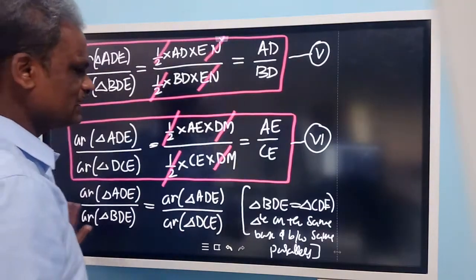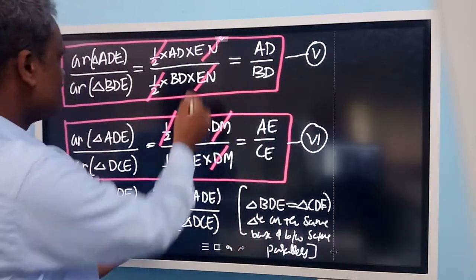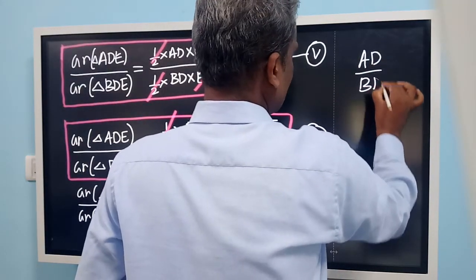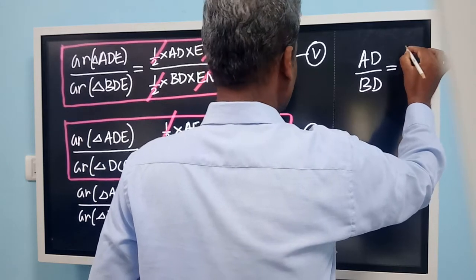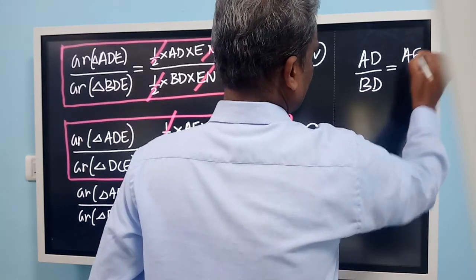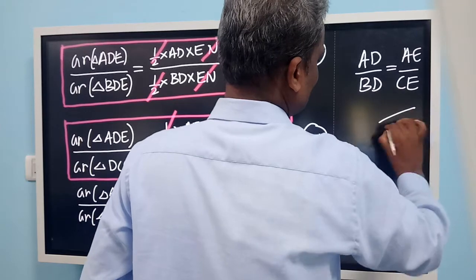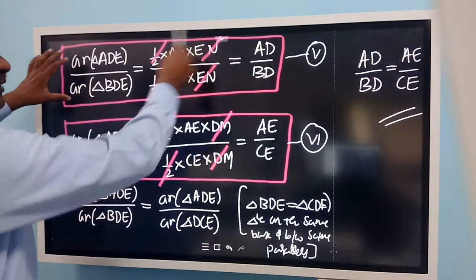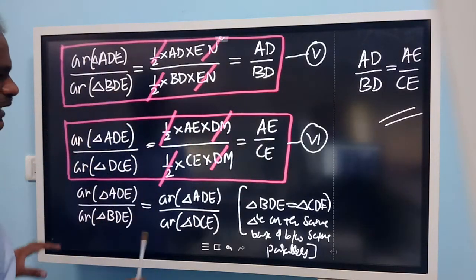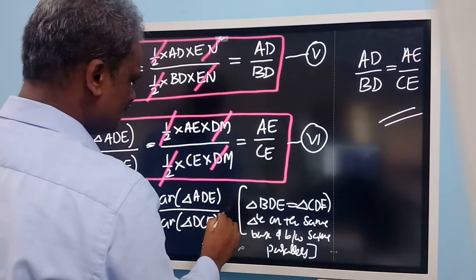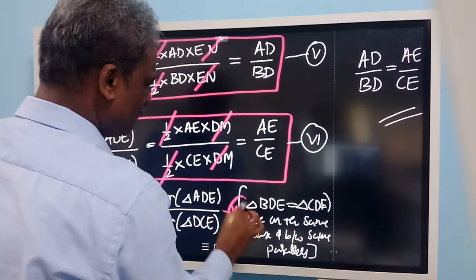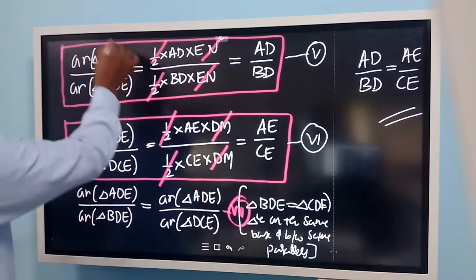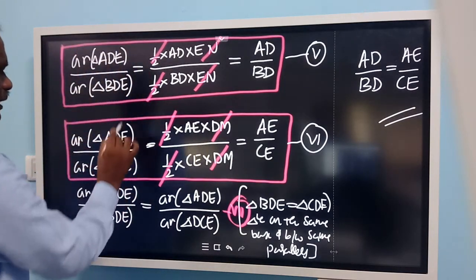So the conclusion is: since the left hand sides are equal, therefore AD by BD is equal to AE by CE. This is the proof of the theorem. Why did I write it like this? Because this is the 5th equation, this is the 6th, and you can take this as the 7th. Now compare these three, 5th, 6th and 7th. The left hand sides, whatever we have taken here, are equal.